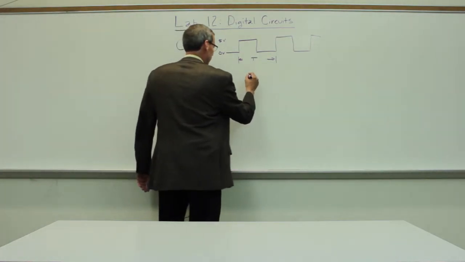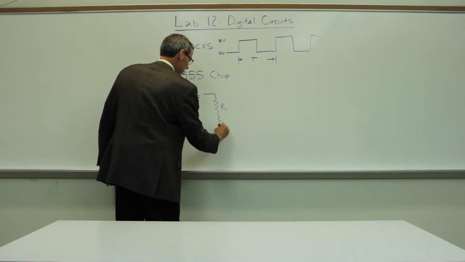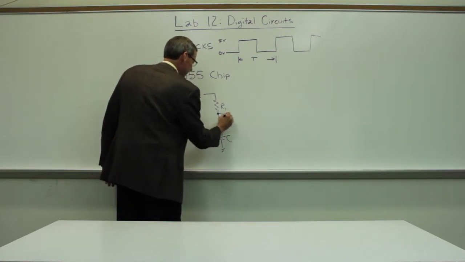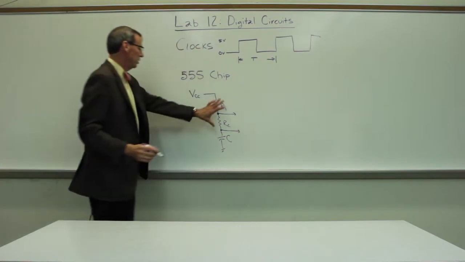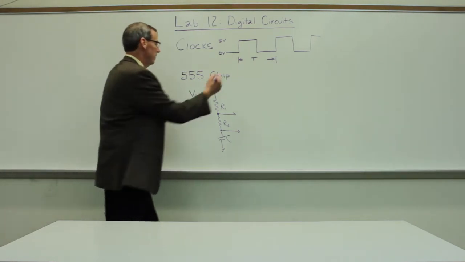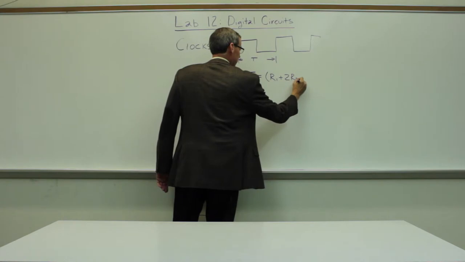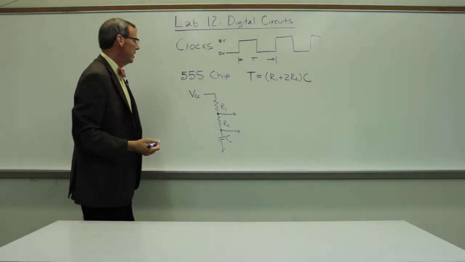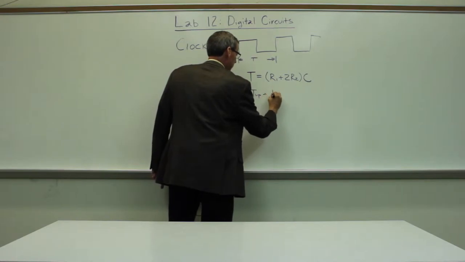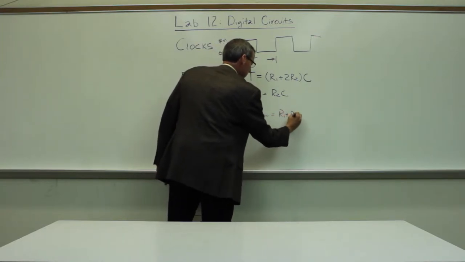So we have to build basically, we'll look at it here, there's some VCC comes in, there's an R1, an R2, that goes to ground, and a capacitor. And we take things out of here and out of here and put them into the 555 chip. We'll come and talk about that in a second. So given this, the period of this clock is going to be R1 plus 2R2 times the capacitance. It's an RC time. And it turns out that the time that the circuit is up, T up, is going to be R2C, and T down is going to be R1 plus R2C.